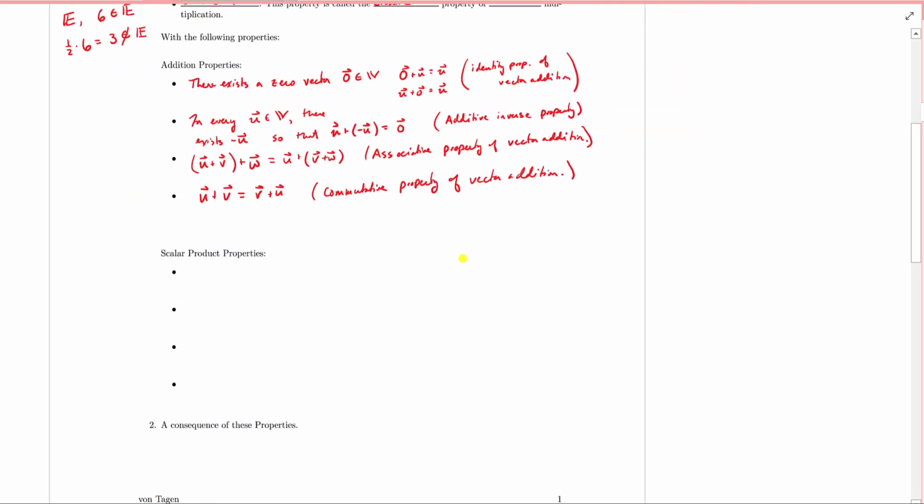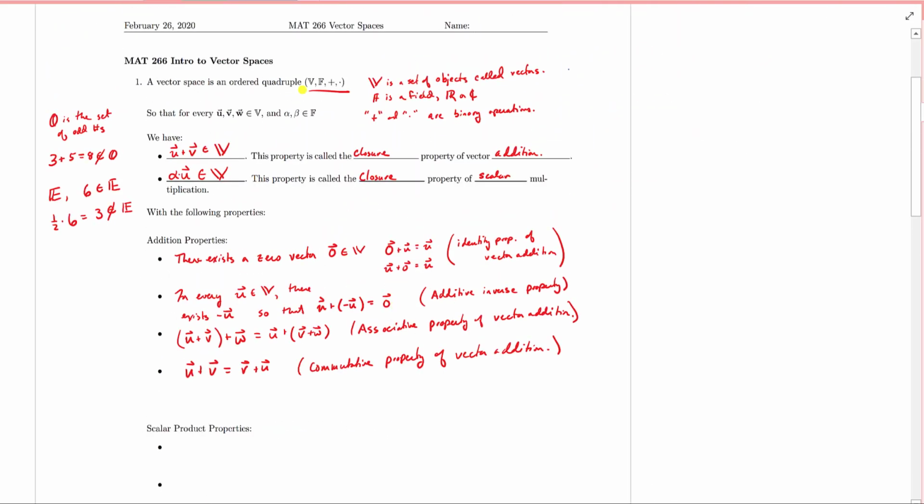Let's recap that real quick. So what is a vector space? Well, it's got to be a set of objects that we're going to call vectors that live over a field. We'll discuss that more a little bit on the next page, together with two operations.